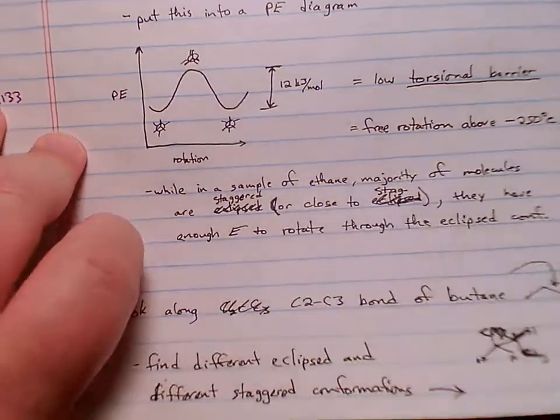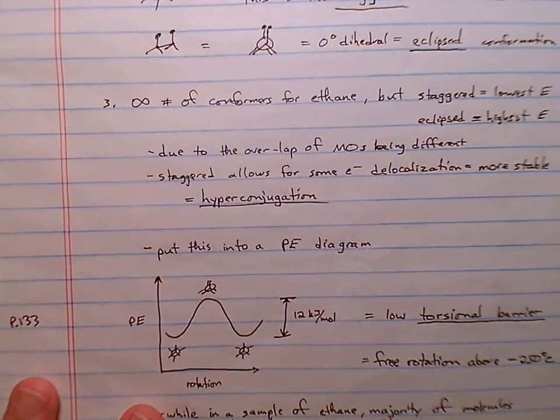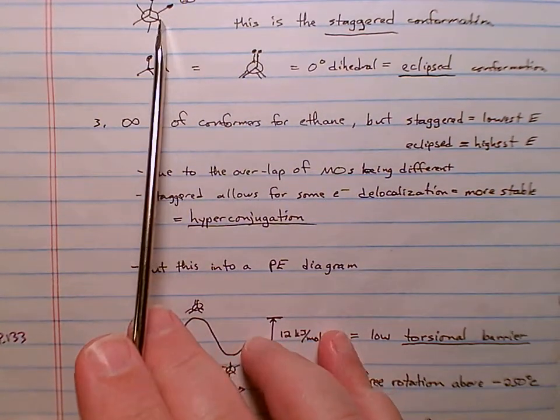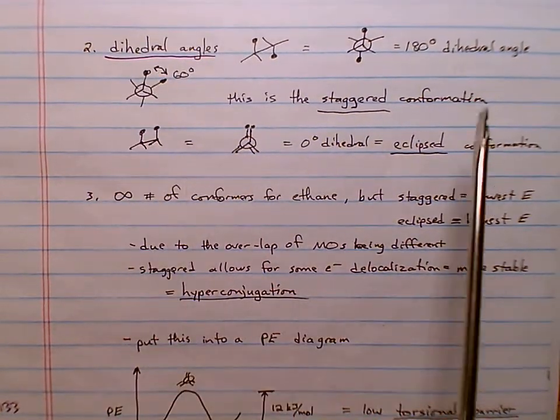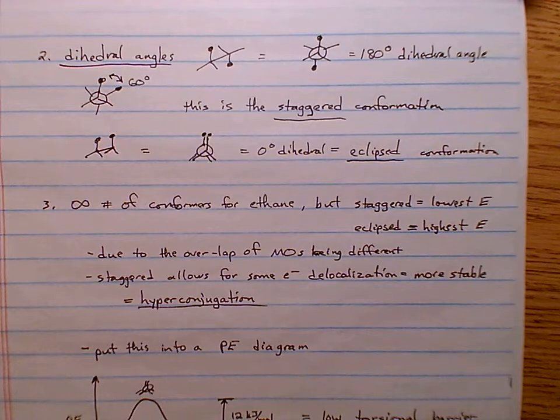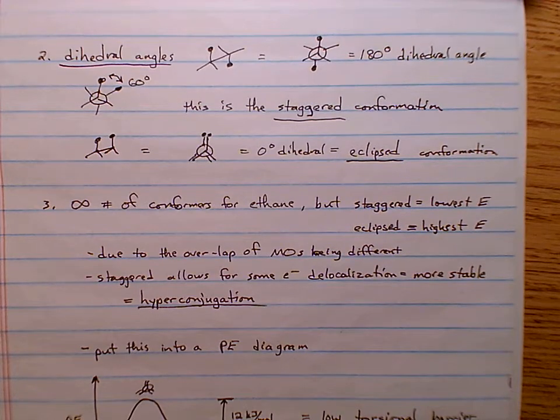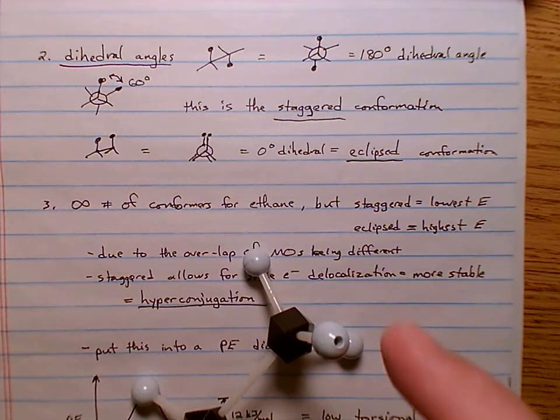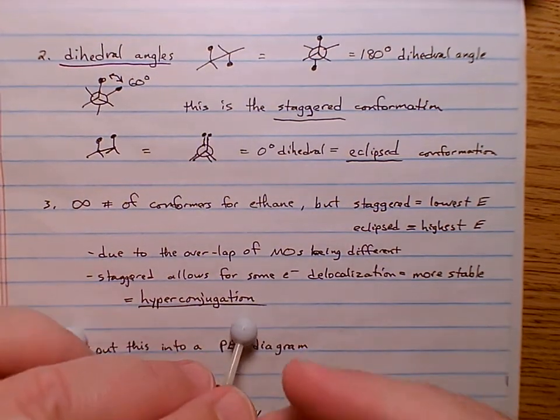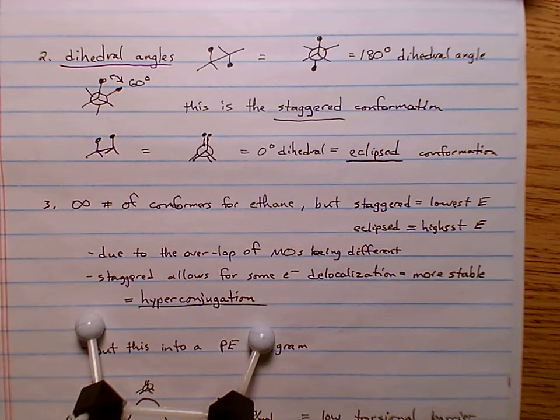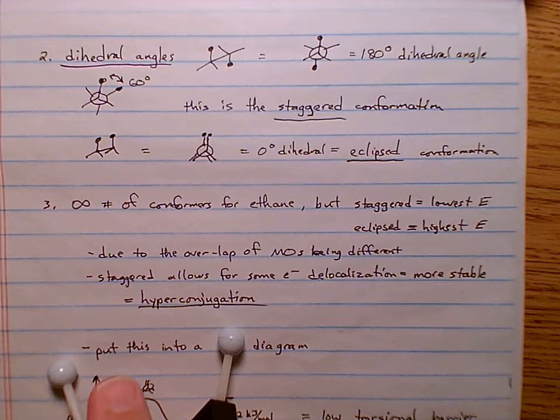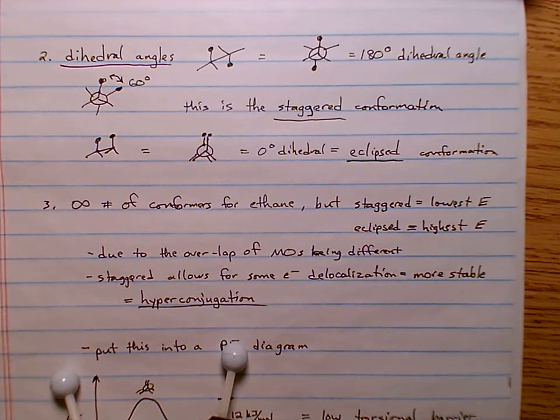Well, when we look at it like that, we can see, especially with our Newman projections here, the various angles that we call dihedral angles. For example, I'm going to take two of the hydrogens off this molecule and just replace them with a little red atom. And let's see what we have.